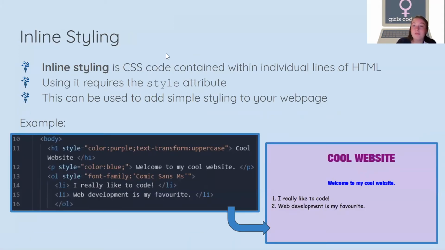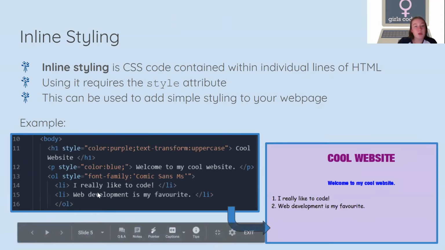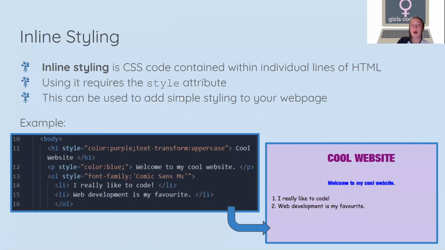Inline styling. Remember what we did with JavaScript, where we said, okay, little things that we can do with JavaScript, we can put them in our HTML file. Well, we can do this exact same thing with CSS. So inline styling is CSS code contained within the individual lines of HTML. Use the style attribute. Remember how we used script for JavaScript? Well, because style is CSS, we use the word style.